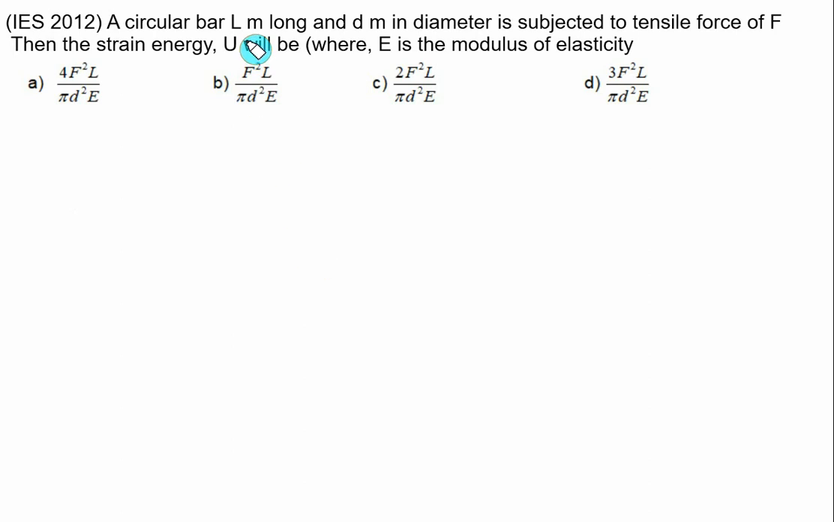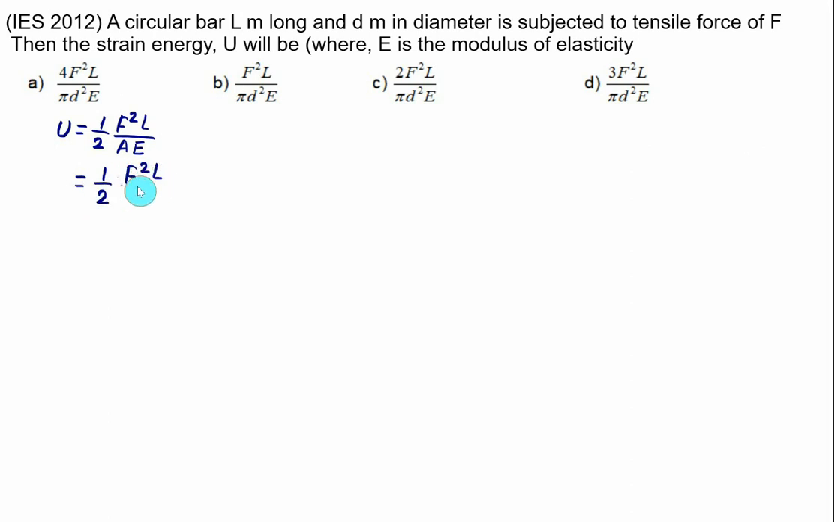A circular bar L meter long and d meter in diameter is subjected to tensile force F. The strain energy you have to calculate. All these options are given in the form of F, so it is better to use the formula for U in the form of F. So we have U equal to 1 by 2 into F square multiplied by L divided by area divided by Young modulus E, is equal to 1 by 2 F square.